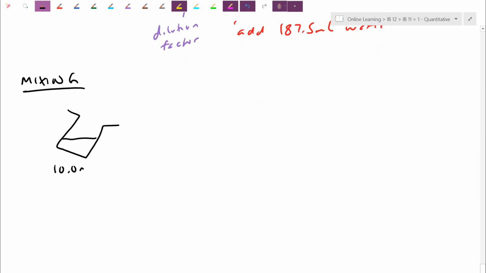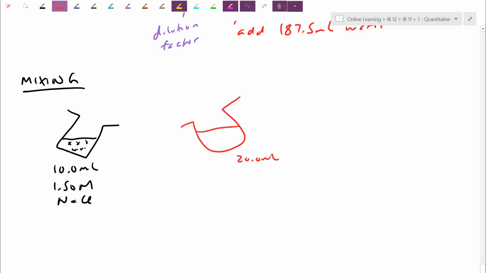Let's imagine I have 10 milliliters of 1.5 molar NaCl. So I've already made a solution to begin with. And I'm going to mix it in with another solution here. Let's make it 20 milliliters, so a little bit more volume. These are two totally independent solutions, and let's say this is sodium oxide, right? Two totally different chemicals. Let's use O's to mark them.